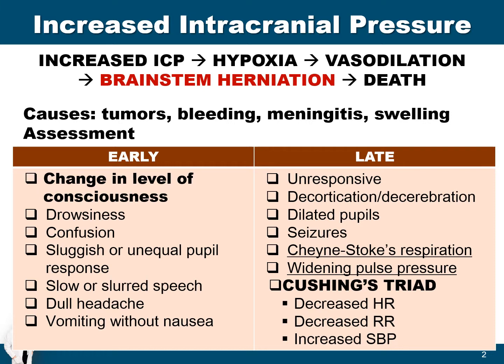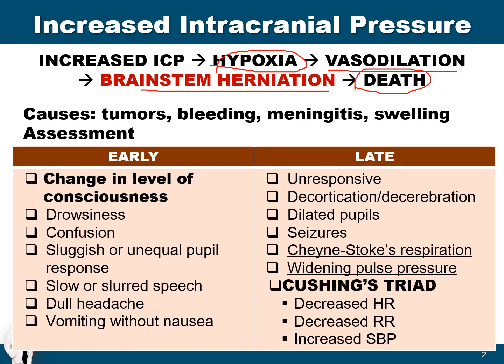So increased intracranial pressure causes hypoxia, or the lack of oxygenation, that leads to vasodilation and displacement of the brainstem structures. So we call that brainstem herniation. And in the end, the result of increased intracranial pressure is death. The causes of increased ICP are the following. We have tumors, bleeding, meningitis, and also swelling.